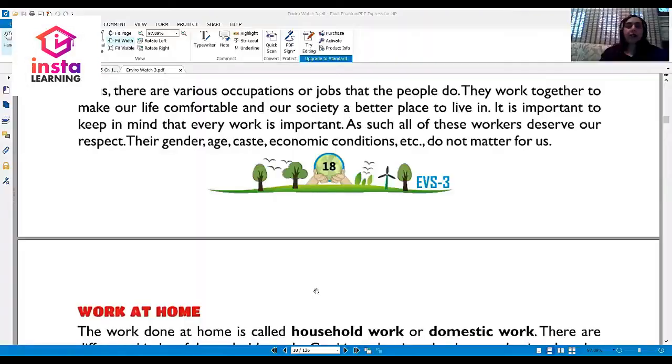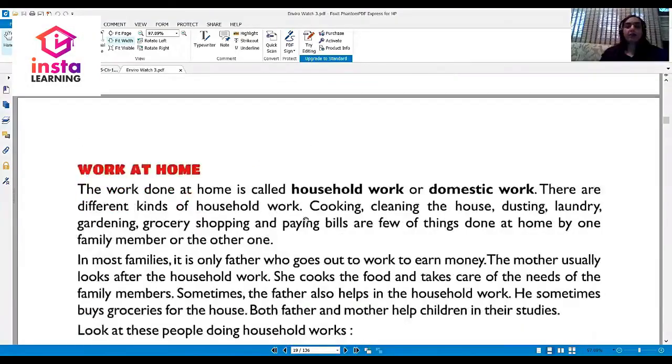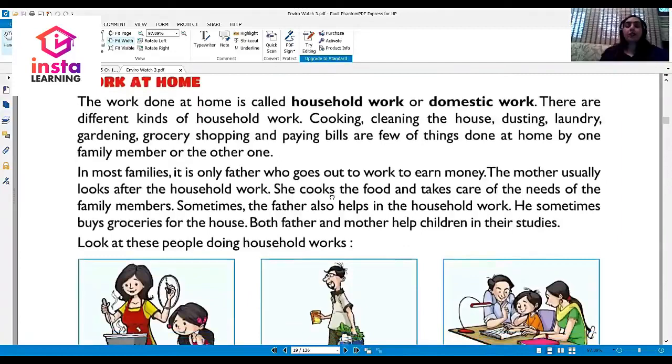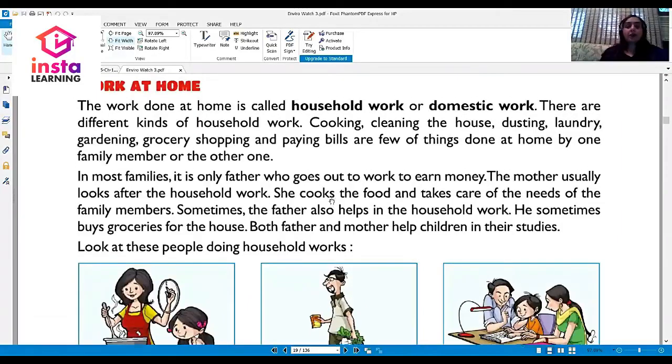You must have enjoyed the story. Let us continue with the chapter. Work at home. Now, these days, this is a very common phrase. This is the time of coronavirus, and the whole world is working from home. Work from home is called household work or domestic work. There are different types of work that people have to do when they are at home.